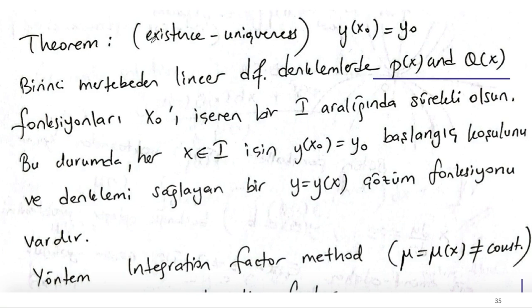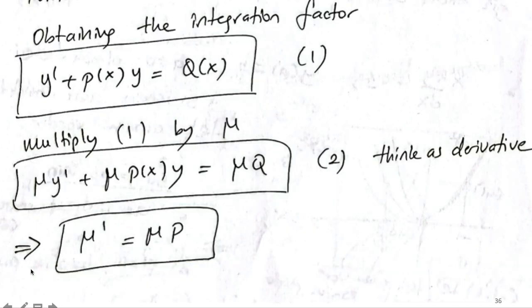Okay, now for the existence and uniqueness: we have the p of x and q of x functions. If they contain this initial value x0, and if p and q are continuous on the interval I, which includes this x0, then we will have the existence of the solution. And we can apply the so-called integration factor method for these types of problems. Here we describe what we mean by the integration factor.